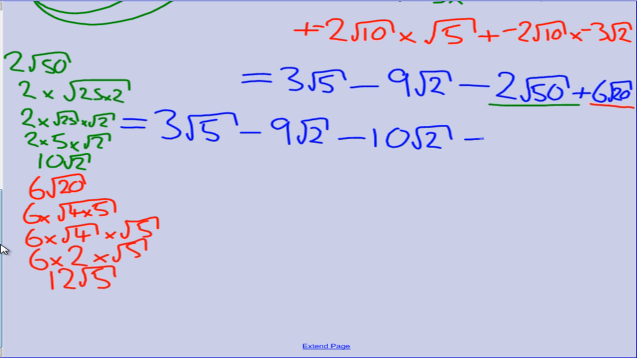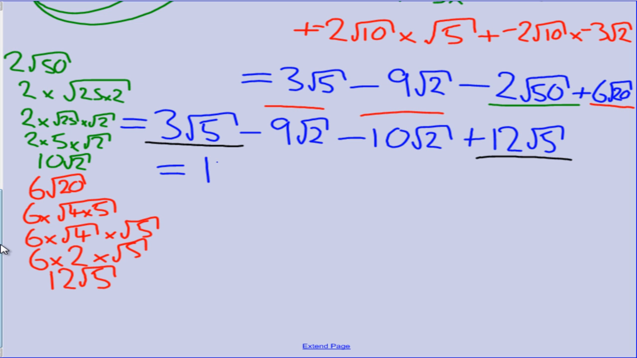So over here goes plus 12 root 5. Alright, now what do we start to notice? We start to use another previous skill of adding together and subtracting surds, and we've got a square root of 5 and a square root of 5. And we have a square root of 2 and a square root of 2. So we need to add these together. We've got 3 root 5 and another 12 root 5. So we have 15 root 5. Then we have negative 9 root 2's. Take away another 10. So we've got negative 19 root 2's.